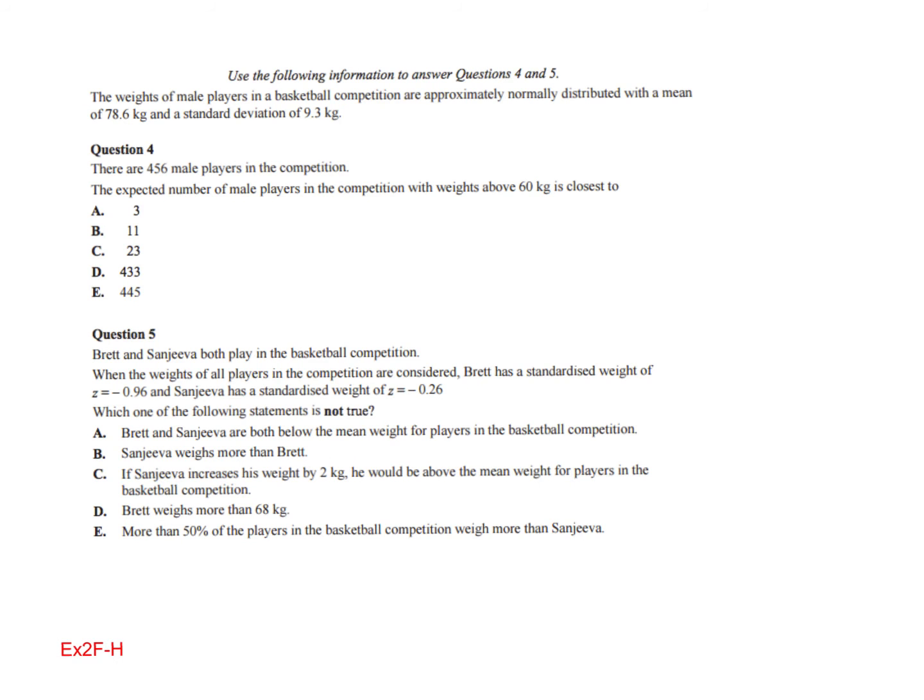Okay, all right, so let's do this one. The weights of male players in a basketball competition are approximately normally distributed. So as soon as you see that word, you know you can use the mean and the standard deviation, and they've given us that. The mean is 78.6 and the standard deviation is 9.3. They just said there are 456 males in the competition, so they just told me the total. And they're asking the expected number of males in the competition with weights above 60.